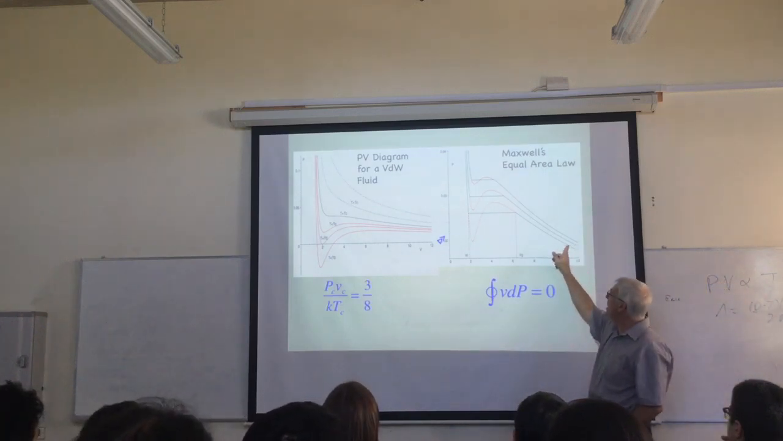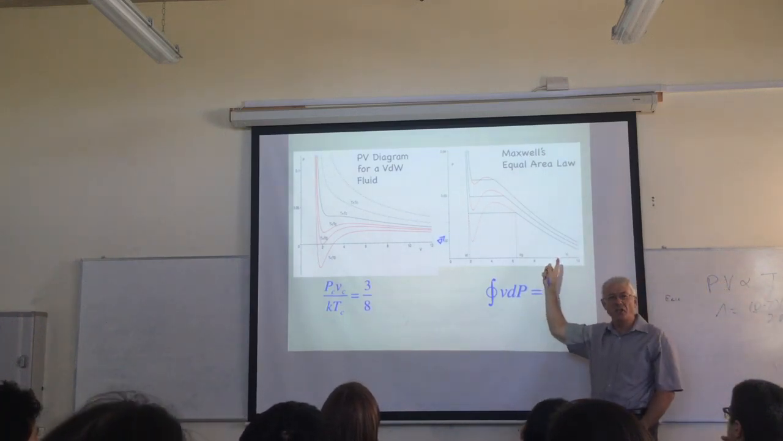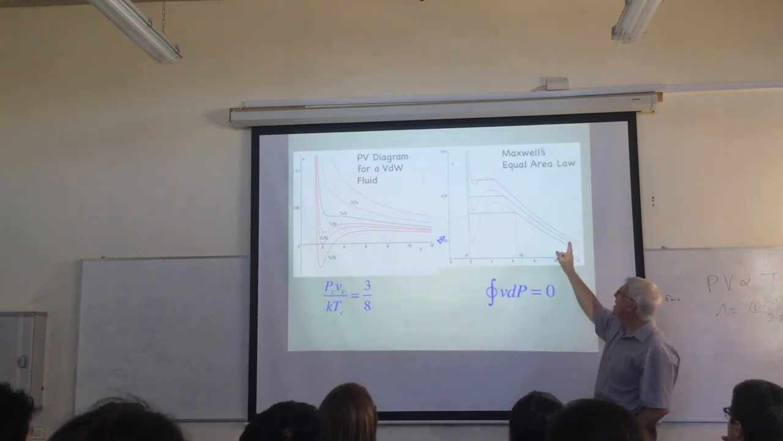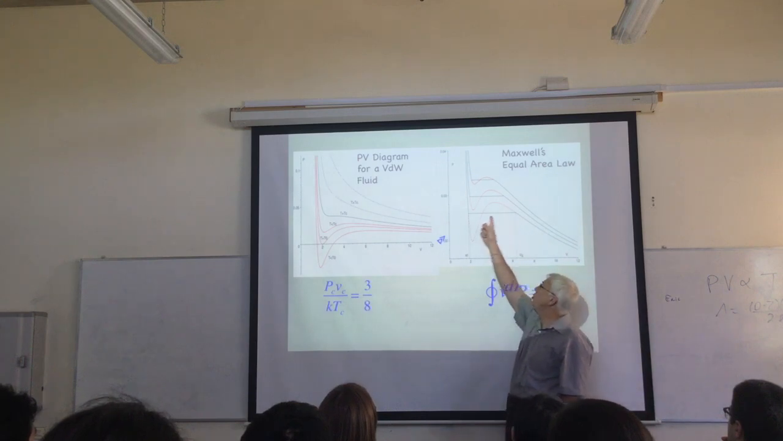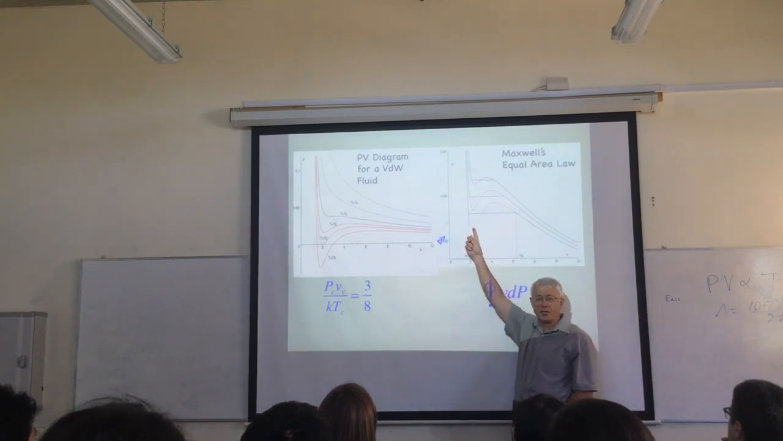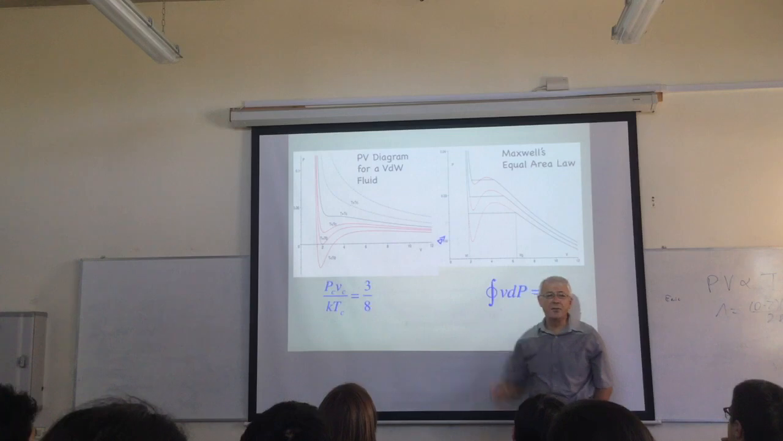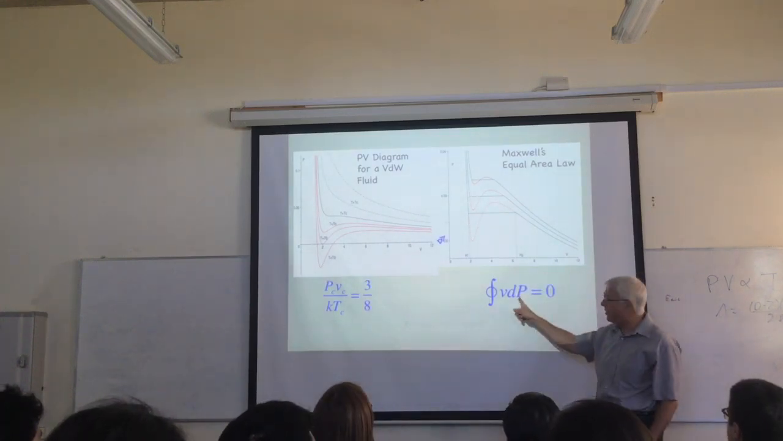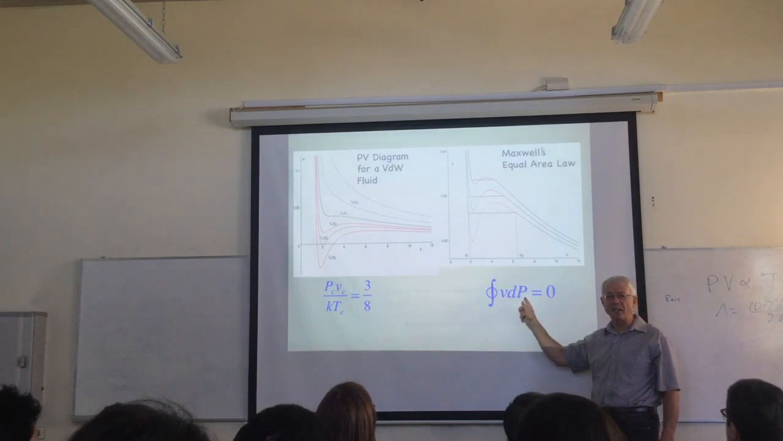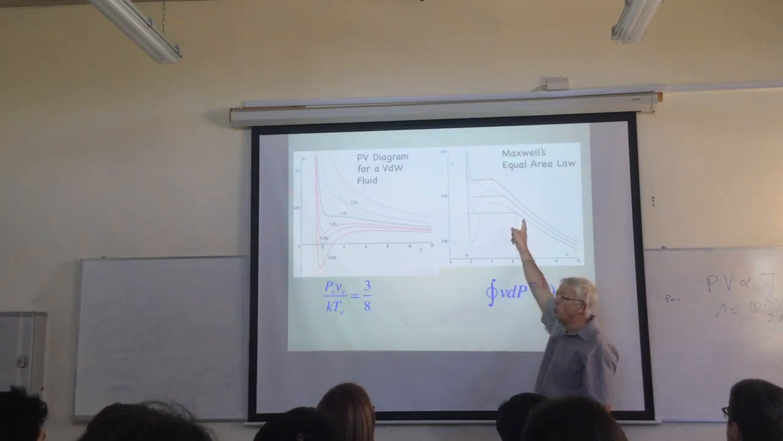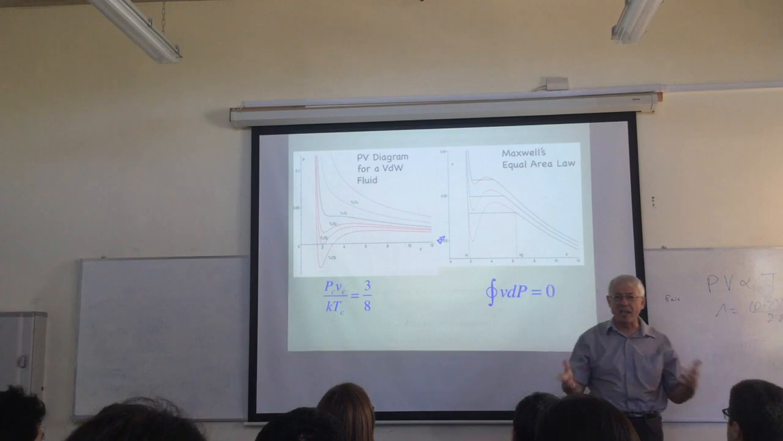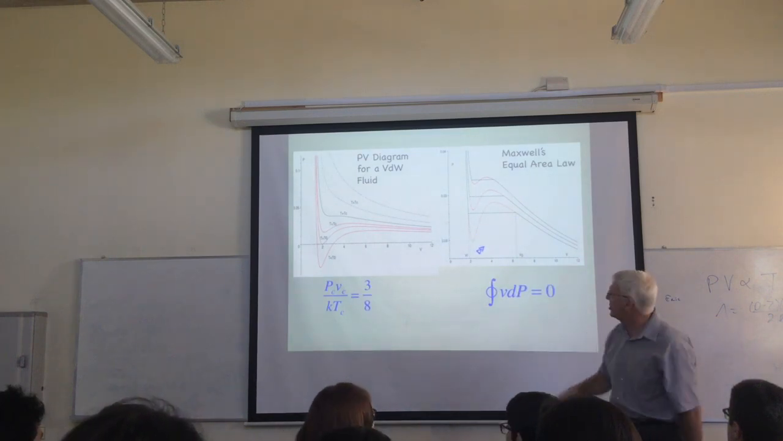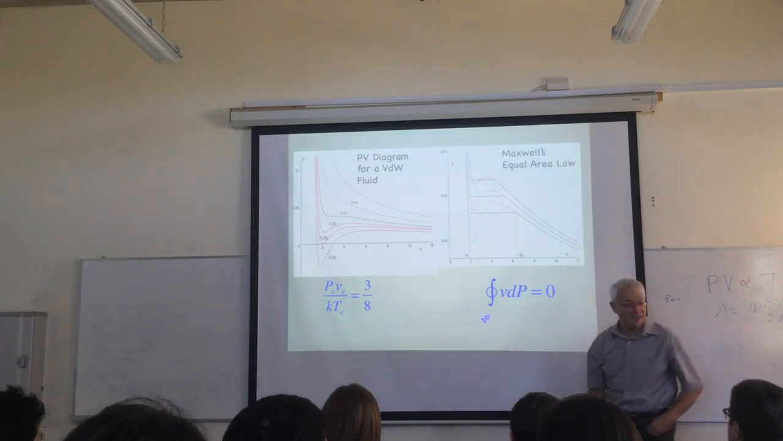So that's what this is. How do I know where the transition occurs? Well, Maxwell figured out and told us that it occurs wherever you draw a line on a given curve such that the upper area and the lower area are the same. And that's given by this equation right here. It's basically the amount of work you do on the liquid side is the same as the amount of work you do on the gas side. The work balances.